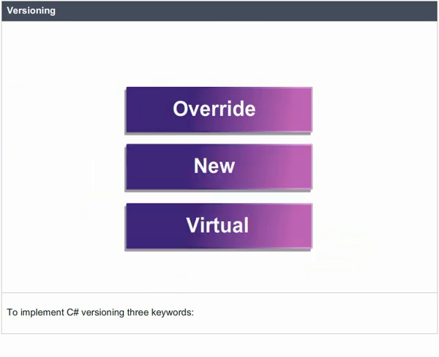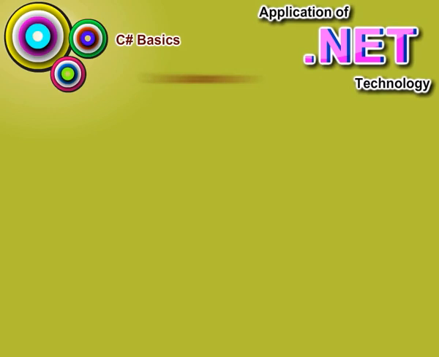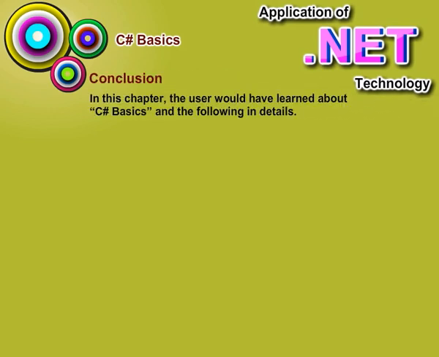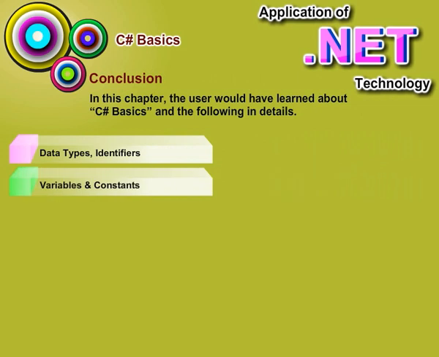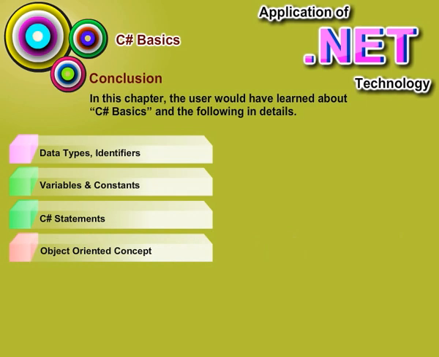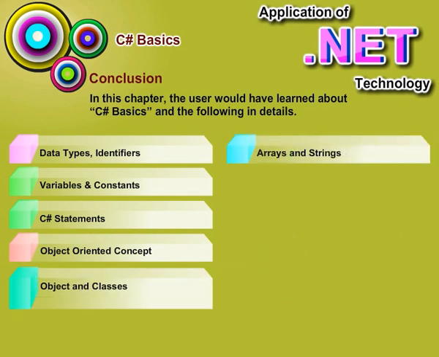Conclusion. In this chapter, the user would have learned about the C# basics and the following in detail: data types, identifiers, variables and constants, C# statements, object-oriented concepts, objects and classes, arrays and strings, system collections, delegates and events, indexers, attributes, versioning.